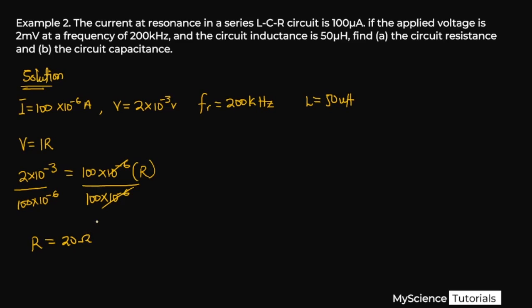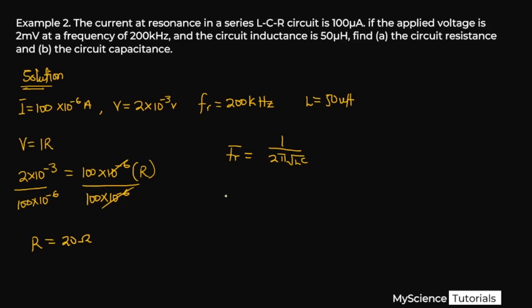Alright, so now let's go ahead and find the circuit capacitance. To find the circuit capacitance, we know that the resonant frequency FR is equal to 1 over 2 pi the root of LC. So we need to make C the subject, which means we need to do a little bit of change of subject.